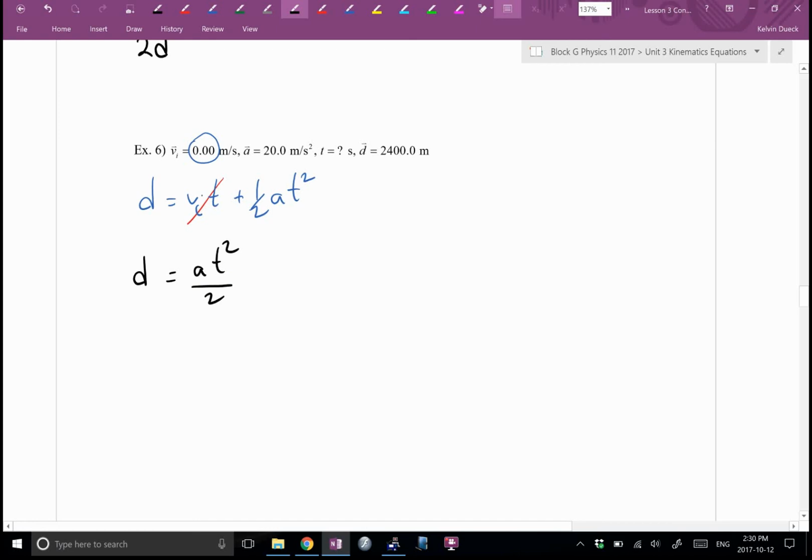Mr. Dewick, you wrote over 2. Well, yeah, the 1/2 in front is the same as dividing by 2, but that looks prettier. You okay with that, Justin?